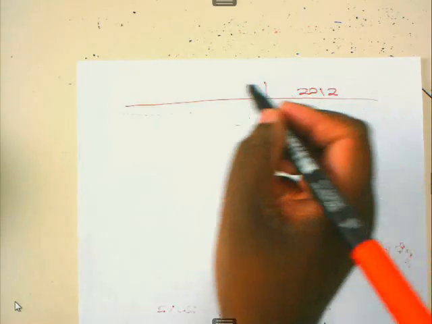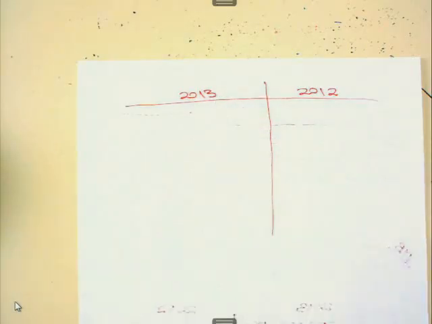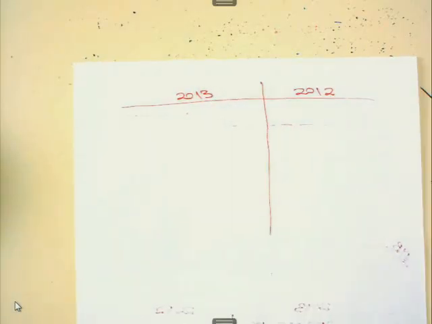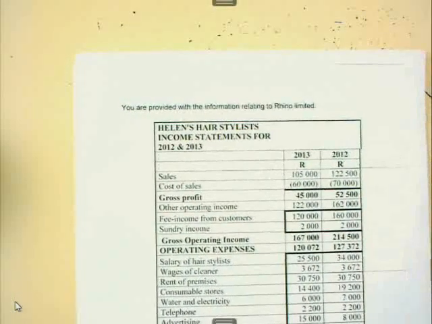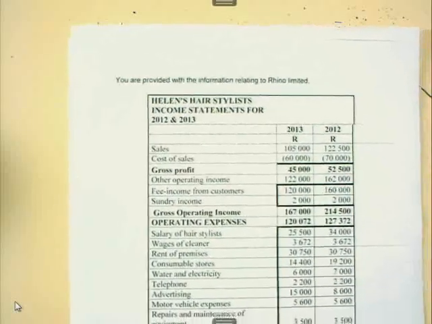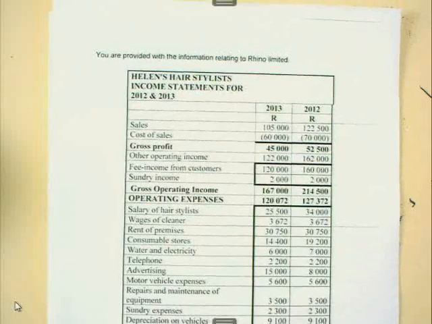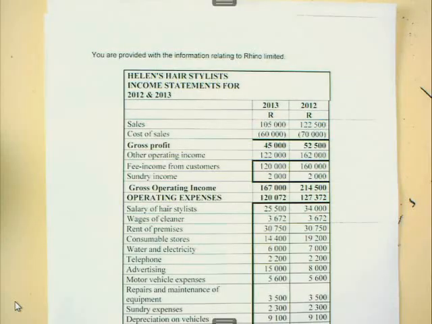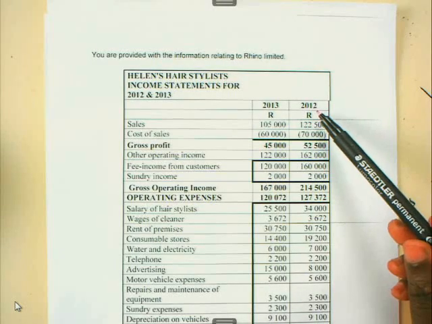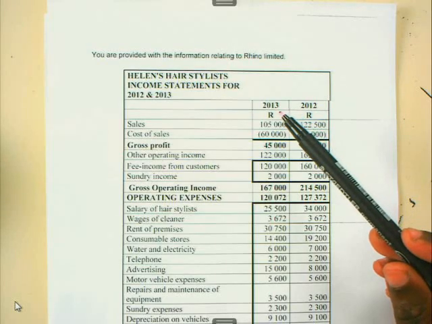The 2012 financial year and the 2013 financial year. We'll get the information from Helen's Hairstylist. You have the information for 2012 and you have the information for 2013.